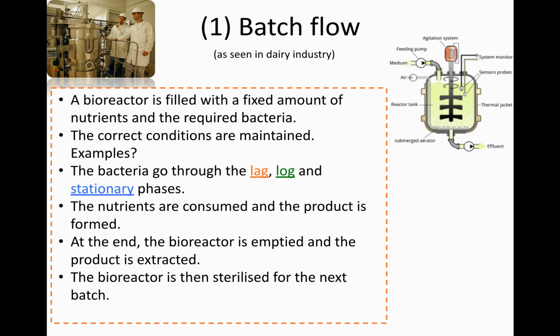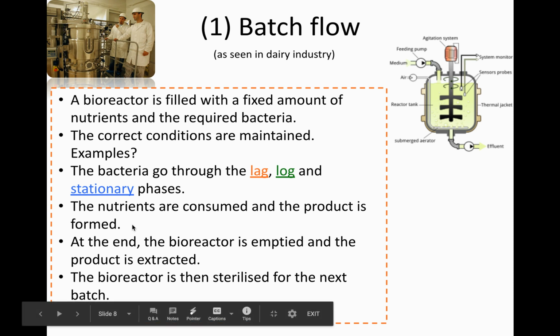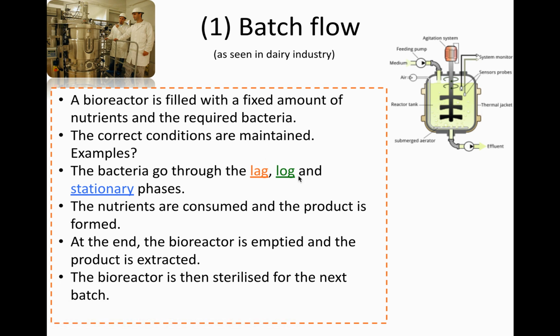Okay, so if it's starting to decline, the process is stopped, the product is removed, and we start again. So in a batch flow process, all of this cheese will have been produced after lag, log, and stationary, and then at the end of that process, we'll remove all of the product. None of the product is removed, we'll say, in the middle of this process. We all wait for the end.